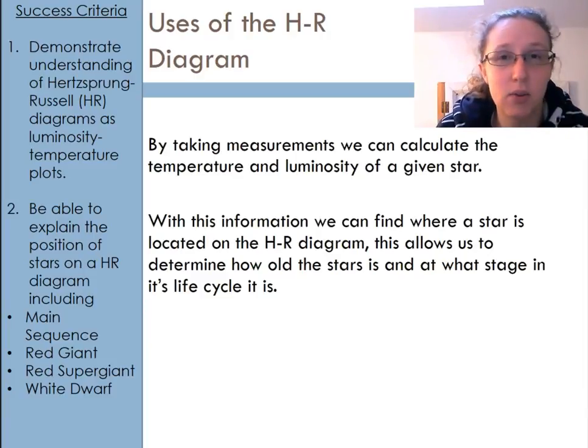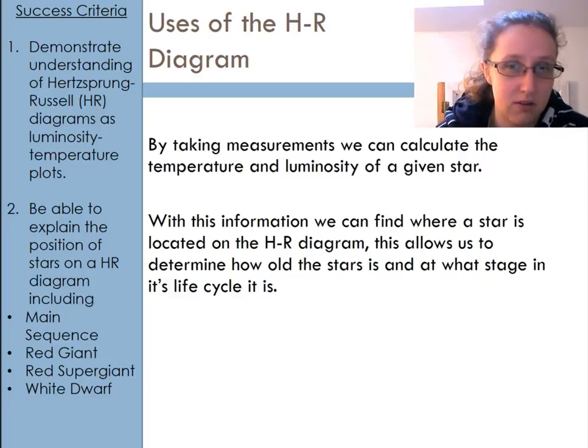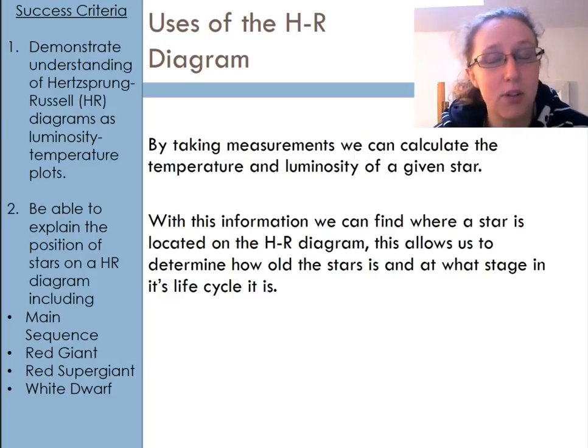So I'm just going to give you a real quick recap of why HR diagrams are useful. Basically, we can take measurements of stars to find their temperature and their luminosity. If we then plot them on an HR diagram, we can very quickly see what stage they are at in their life cycle. That gives us a very quick idea of how old they are and what's coming up in their future, so what type of star we're looking at.